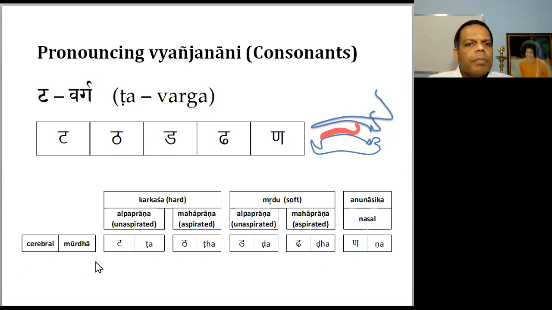So these are called cerebral. They sort of point to the cerebrum, or they're called murdhan. Okay, murdha. So I thought I would just touch upon that information.